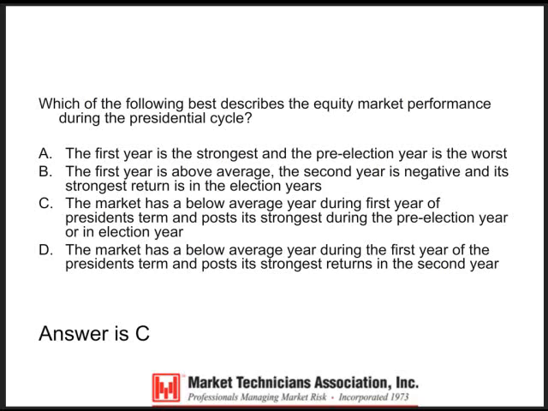So that eliminates A. The first year is the strongest. That's certainly not true. The market is a below average year during the first year of the president's term, posted strongest during the pre-election year, or in the election year would be the best. That would be answer C.